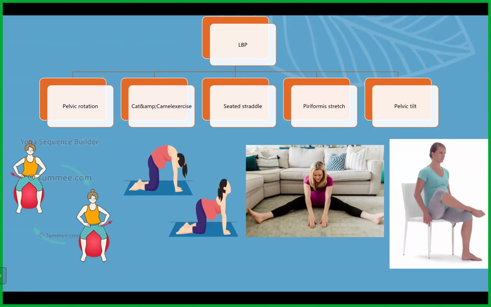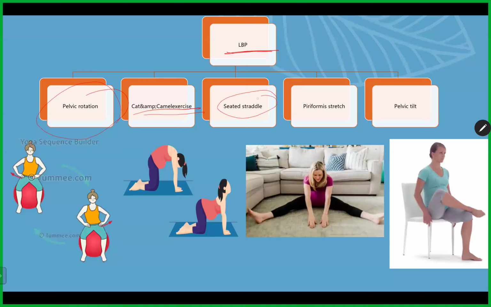Okay. So we had discussed that they complain of low back pain. So we can go for pelvic rotation exercise. Pelvic rotation you can do standing, or you can do it on your Swiss ball, as you can see here. Then cat and camel and clamshell exercises. Cat and camel exercises can be done.